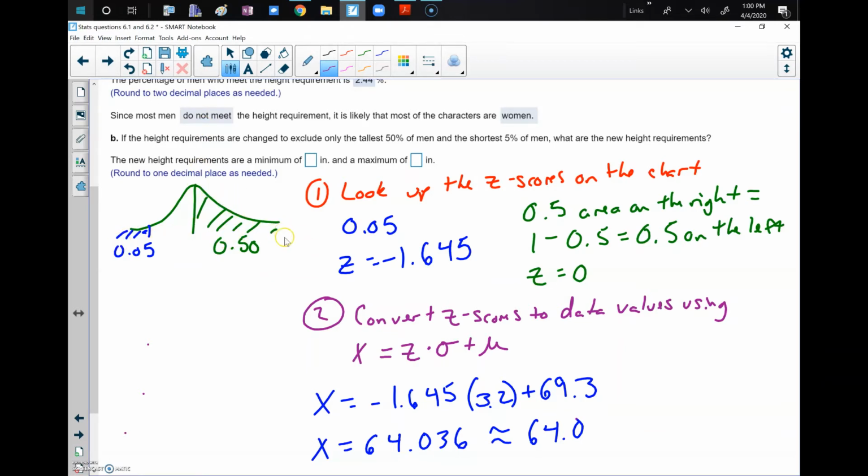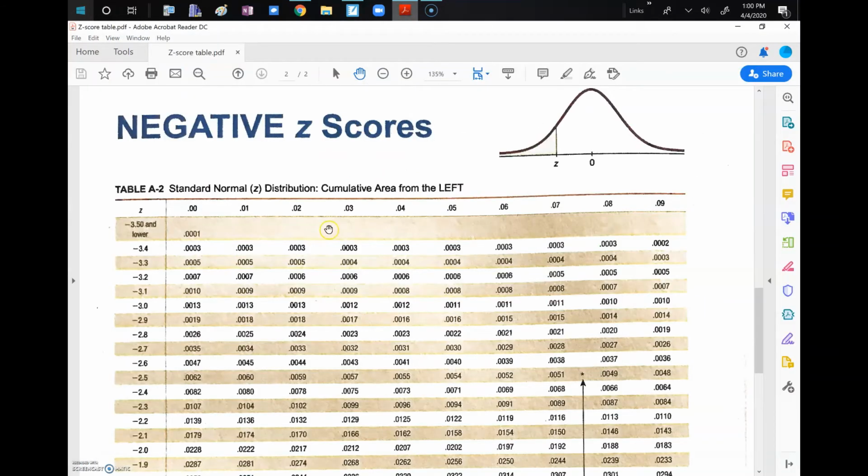So we're kind of disregarding the upper 50% of the data. So again, I have percentages, right? So the in-between step between a percentage and a data value is the z-score. So I'm going to need to look up the z-scores in my chart. So for the lower 5%, that's actually a special number.